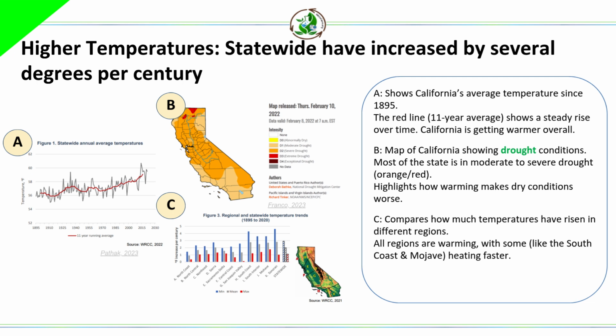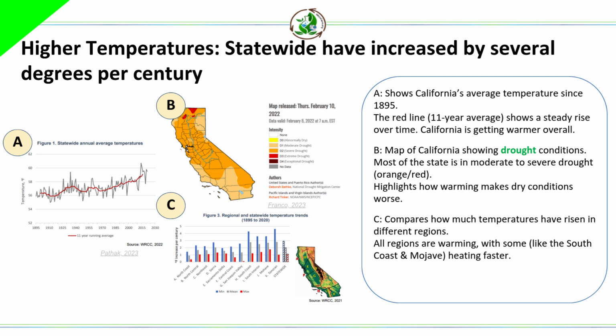Panel B shows a map of drought conditions. Most of the state is experiencing moderate to severe drought, highlighted in orange and red. Warming makes these dry conditions worse. Panel C compares temperature increases in different regions. All regions are warming, but some areas, like the South Coast and Mojave Desert, are heating faster than others.